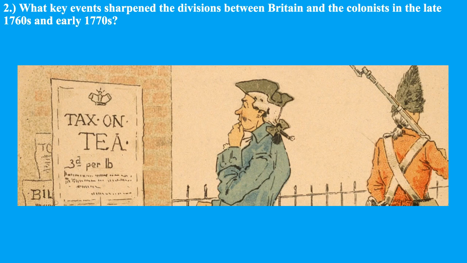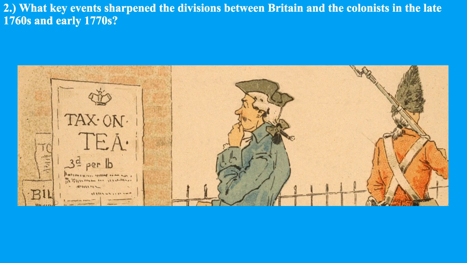Question number 2 is, what key events sharpened the divisions between Britain and the colonists in the late 1760s and early 1770s? The first is a series of laws called the Townshend Acts that were passed in 1767. These taxed certain imports, among them lead, paper, paint, glass, and tea, all basic items that colonists tended to use pretty regularly. In opposition to these acts, colonists resumed their non-importation movement and the popular protests, very similar to what had been seen during their resistance to the Stamp Act.